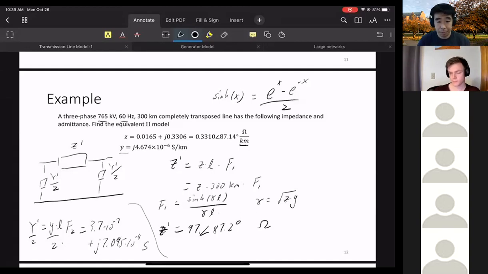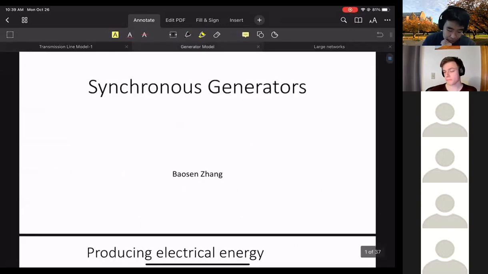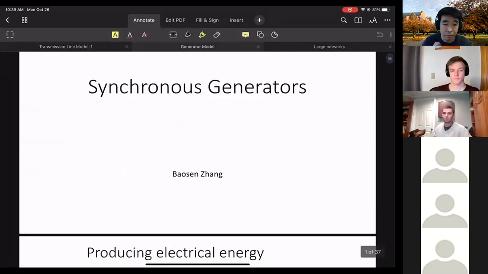Generator models are really not part of the book. It's a review for us, but everything is self-contained in the slides. And the generator model, if you took 351, will be very similar to what we did in 351.